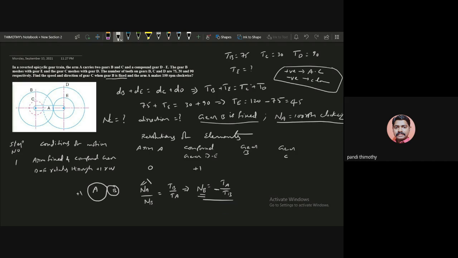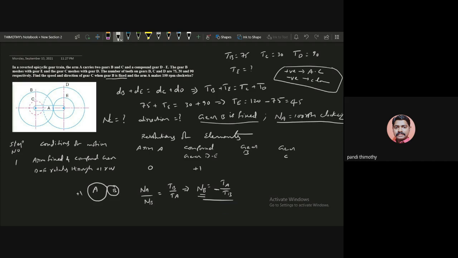So from this I can conclude that if two gears are in mesh like this, if the speed of gear A is +1 revolution, then the speed of gear B, NB, is equal to the number of teeth on its mating gear, that is TA, by the number of teeth on this gear, TB, with a negative sign.